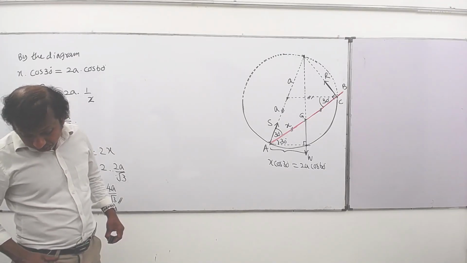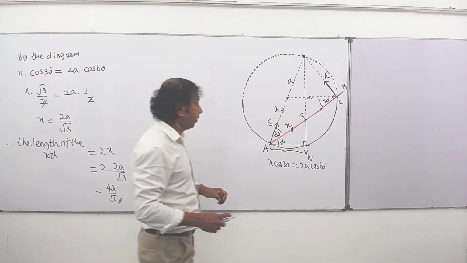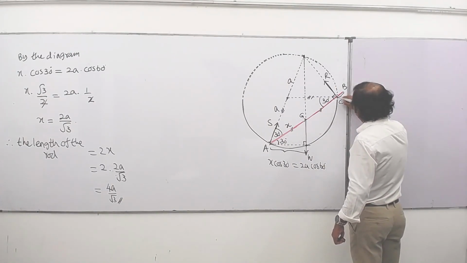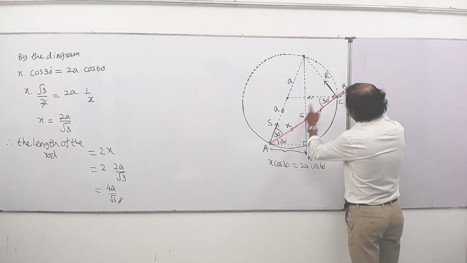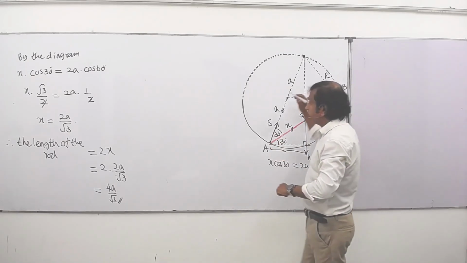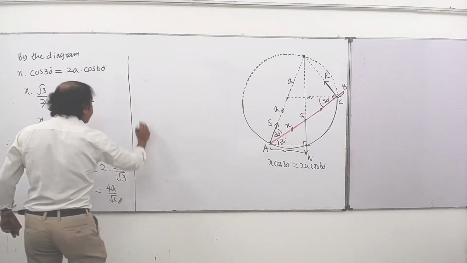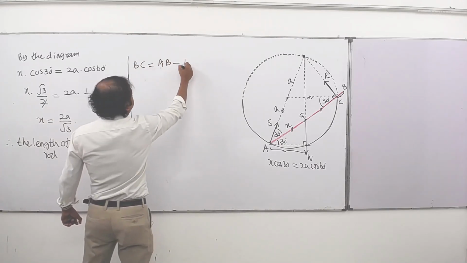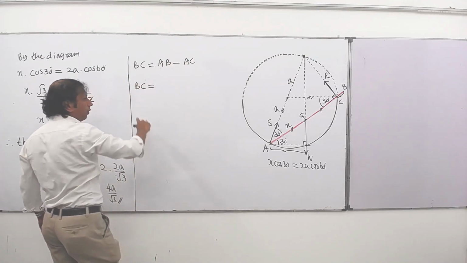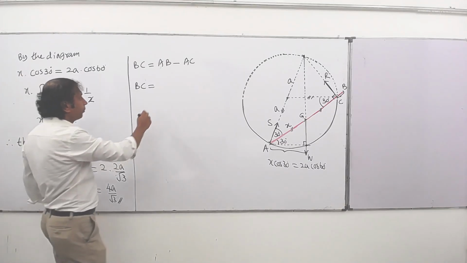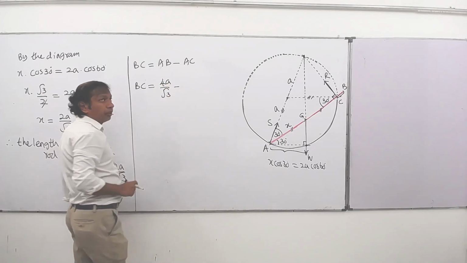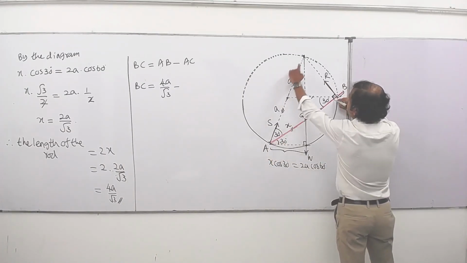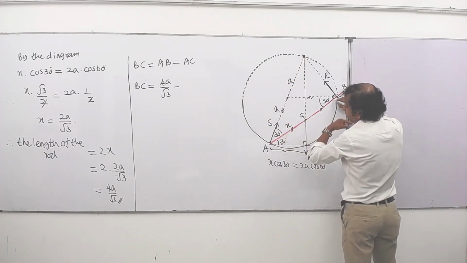Also find the length of the part of the rod projecting beyond the rim of the ball. So that means we are asked to find this BC length. We can take BC from the whole length of the rod by subtracting this AC. BC part is equal to AB part minus AC part. The AB part, the length of the rod, we just found is 4A over root 3. Minus the AC part, from here to here. Here it's 90. From here to here it's 2A. This is 30. Then this length is going to be 2A cos 30.